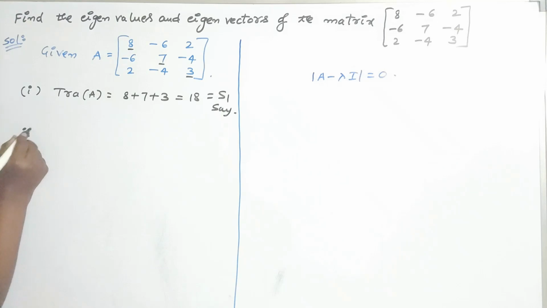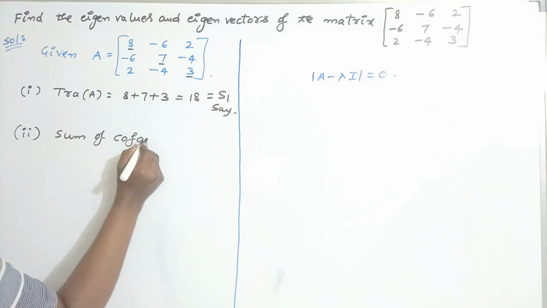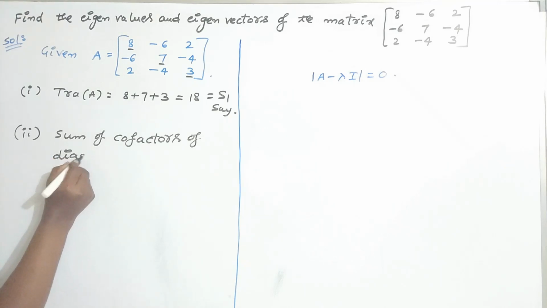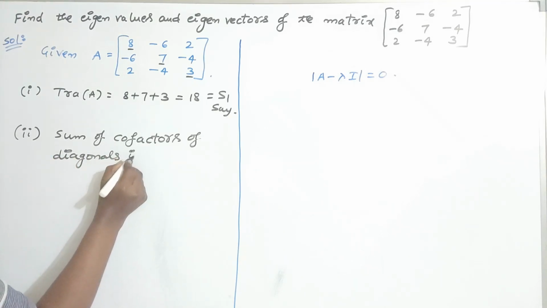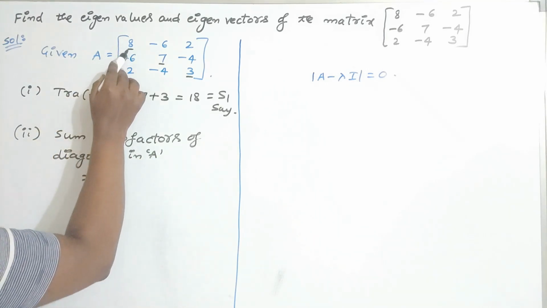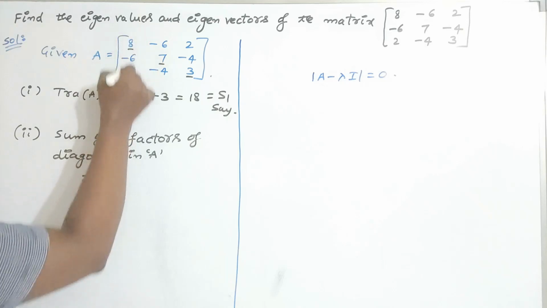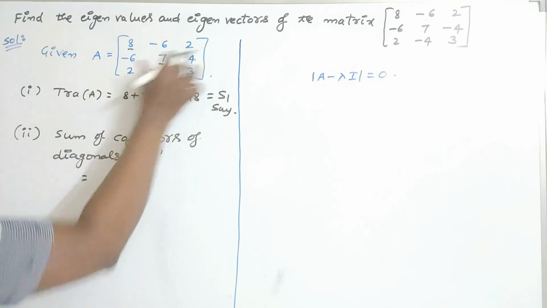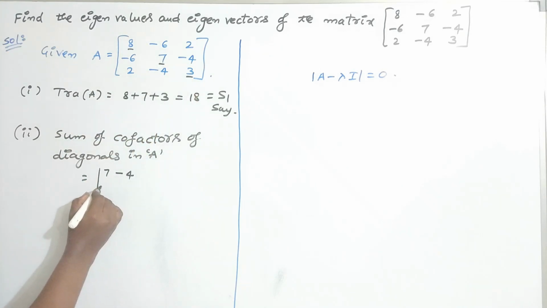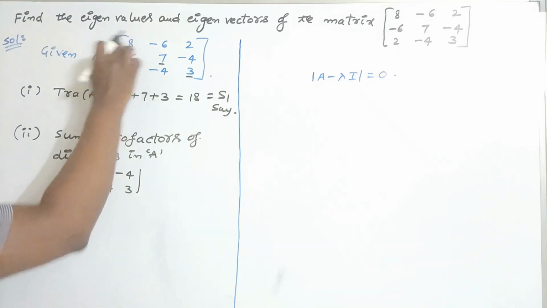Next, we have to find out the sum of cofactors of diagonals. Sum of cofactors of diagonals in the given matrix A. You already know that there are 3 diagonals. Each diagonal has a cofactor. What is the cofactor of 8? Close the first column and first row, you will get a 2 by 2 matrix: 7, -4, -4, 3. The determinant of this 2 by 2 matrix is called the cofactor of the diagonal 8.